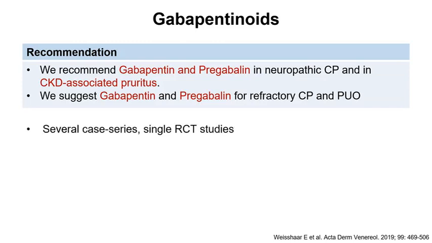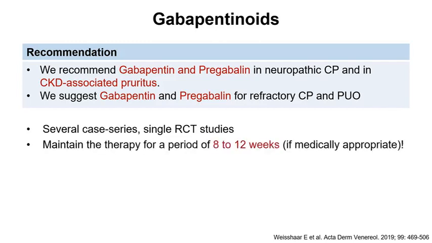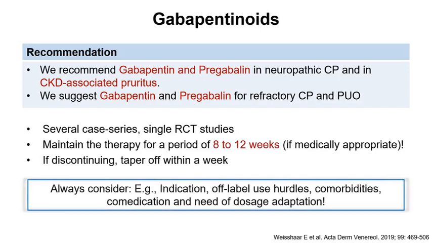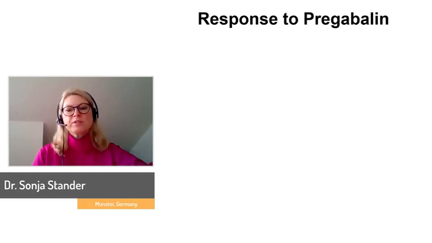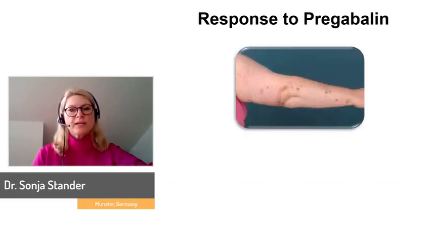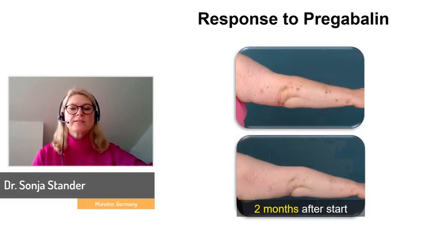There are several case series, single randomized controlled studies, especially in chronic kidney disease associated pruritus, where they really work very nicely. Here is to say that you should maintain the treatment with gabapentinoids for at least 8 to 12 weeks before you make a decision. And if you have to discontinue the substances, you have to taper off them within a week. Here is an example from our center, a patient with prurigo before and 2 months after initiation of pregabalin.